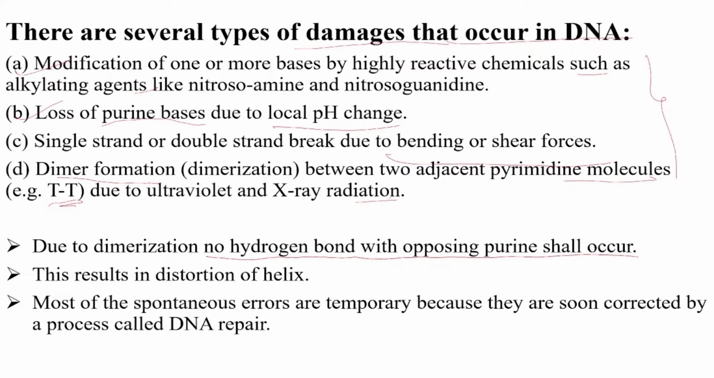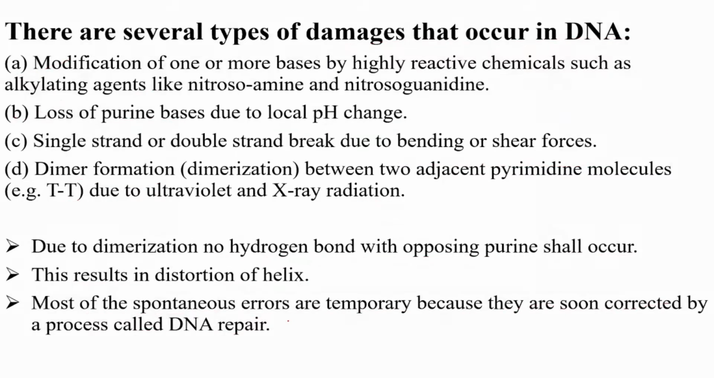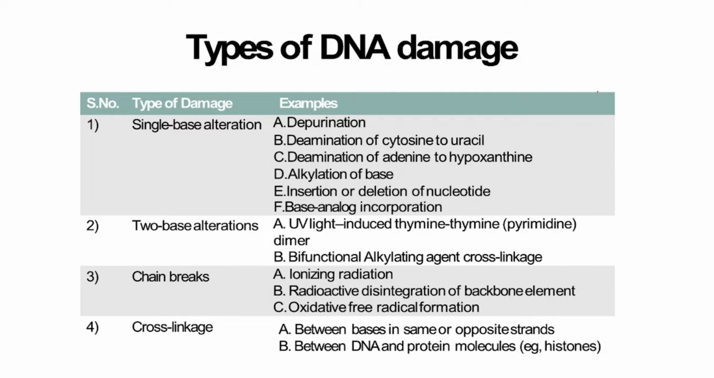Okay, this results in distortion of the helix. Most of the spontaneous errors are temporary because they are soon corrected by a process called DNA repair. So these are the types of DNA damage. We have covered the most important DNA damages and their types in the previous lecture.